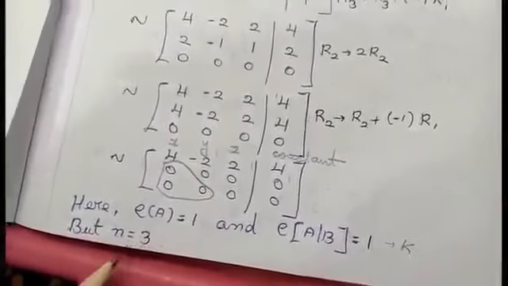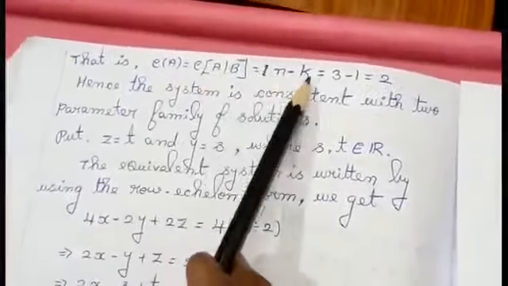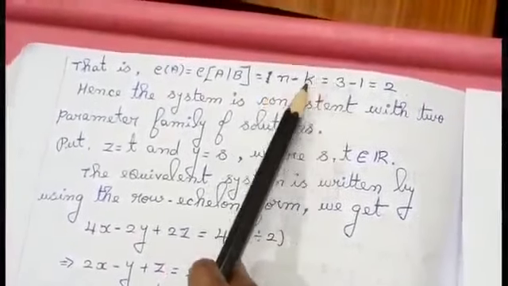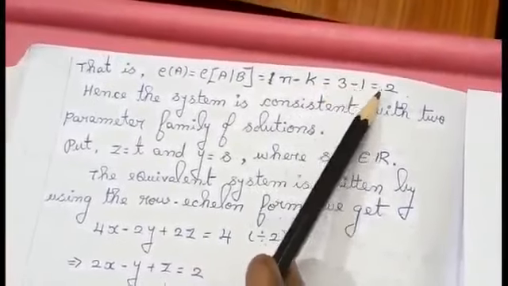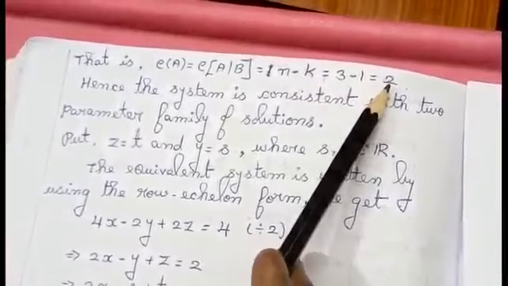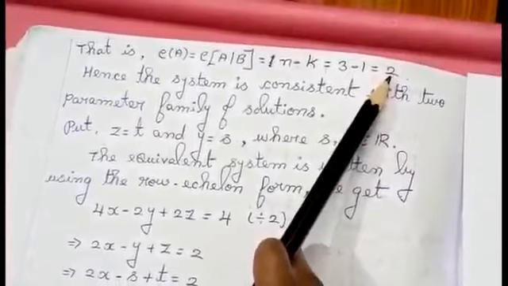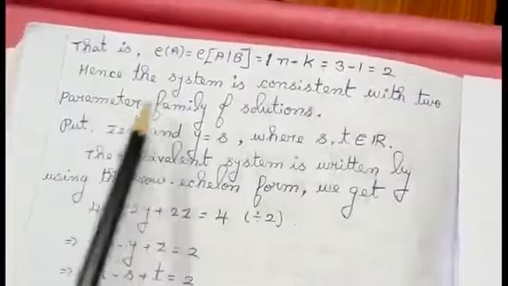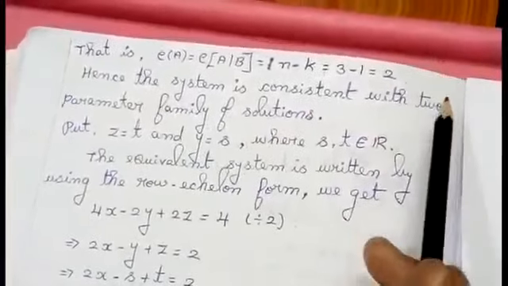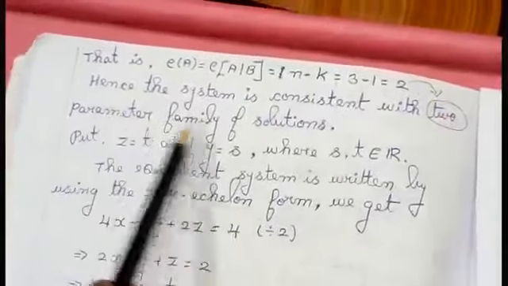But n equals 3, the number of unknowns is 3. That is, rank of A equals rank of AB, which is less than n, and the number of parameters is n minus k. N is 3 and k is the rank of A and rank of AB, that is 1. So 3 minus 1 equals 2. That is, for 2 variables I am going to replace the constants with another alphabet. Hence the system is consistent with a 2 parameter family of solutions. I am getting this 2 from this calculation.